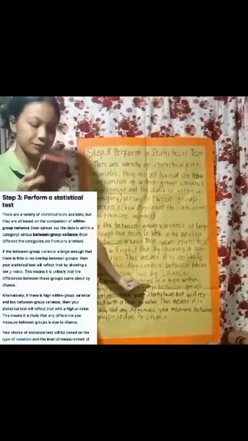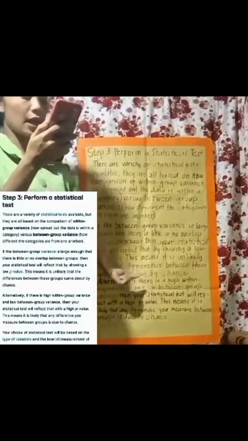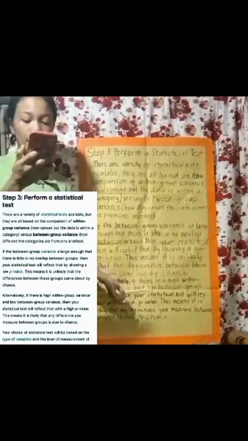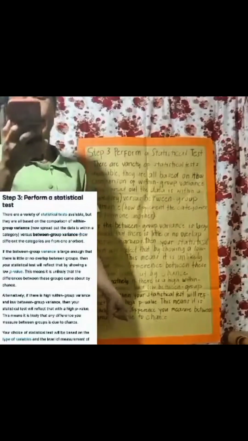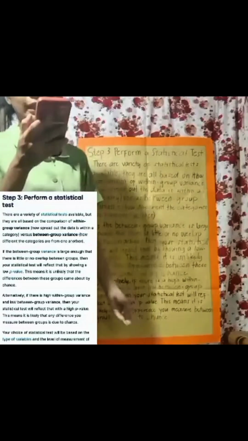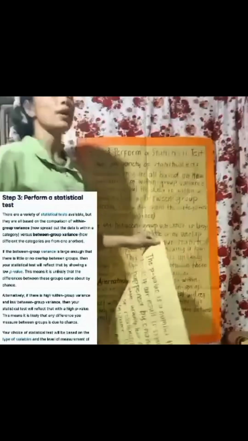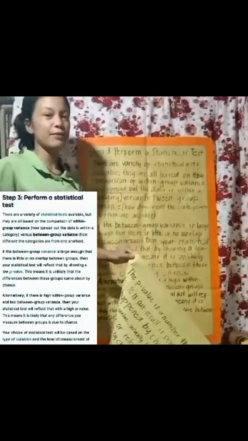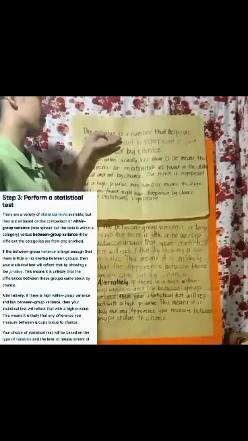But if there's a lot of within group variance and the groups look similar and the p-value will be high, that means any difference we see is likely due to chance. So we can explain this by understanding what p-value means. So now I'm going to explain what p-value means.